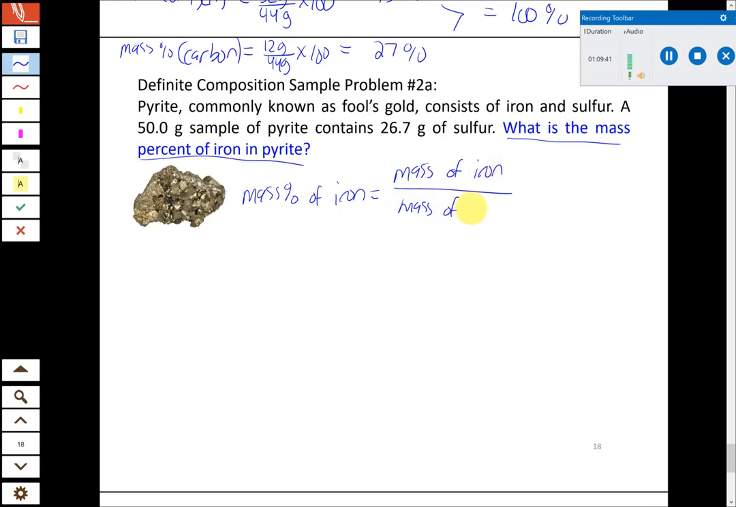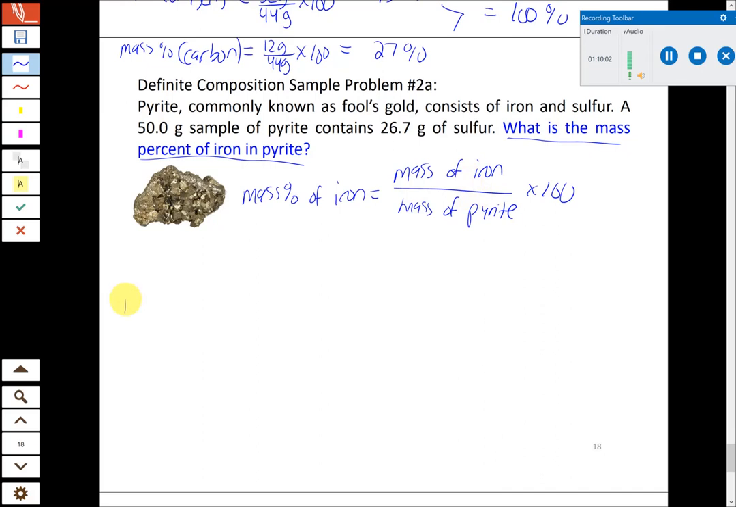So remember, it's element divided by a compound, and then we multiply that ratio by 100. And so if we have these two numbers, the mass of iron in the sample, the mass of pyrite that we have in total, those two numbers together will give us the mass percent of iron once they're divided and multiplied by 100. So then we look at the rest of the problem to figure out how we get the rest of this information that we need.